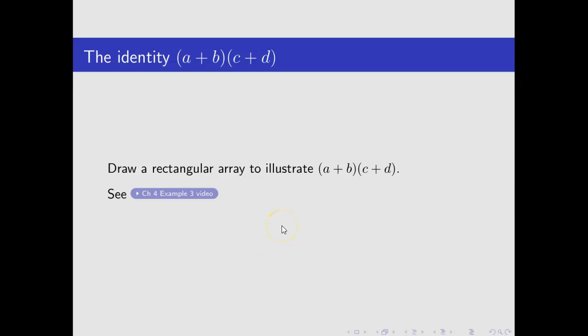All right, and then the identity a plus b times c plus d. We're going to draw a rectangular array to illustrate this, and from that, we are going to get the identity itself, which you'll see at the end of the video, which again, you can follow the link in the non-narrated slides or the link posted in Blackboard.